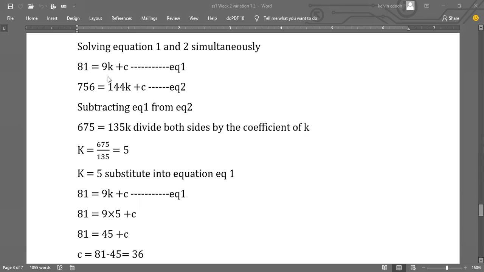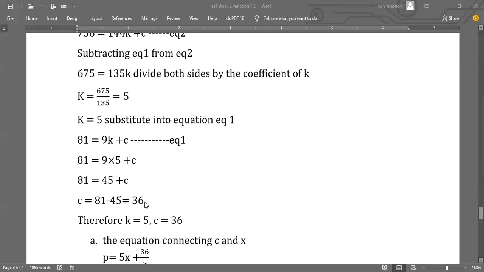I decided to use equation 1 because you can see the values are small compared to the other. If you use the other one, you still get the same answer, but to make life easy I decided to use this one with the small coefficient. So I'll have 81 equals 9k plus c. What is k? 5. So 9 times 5 plus c. Solving for c, I have c to be 36. So therefore k is 5 and c is 36.